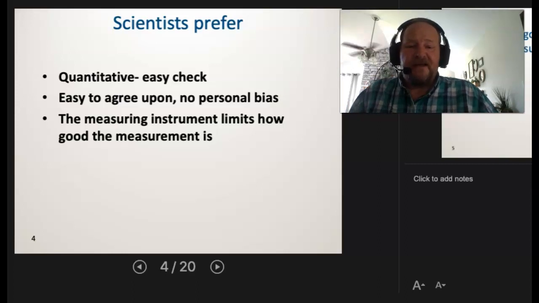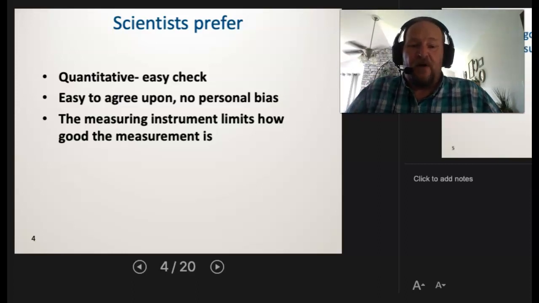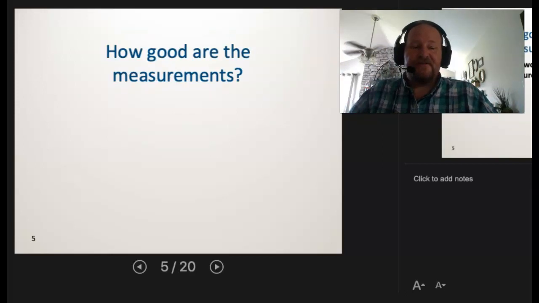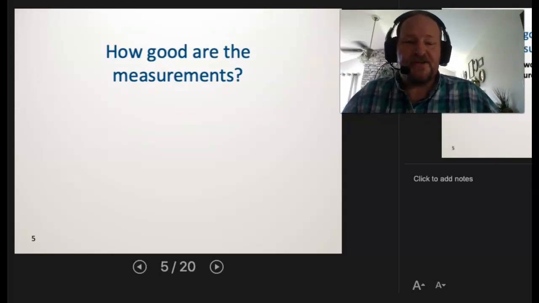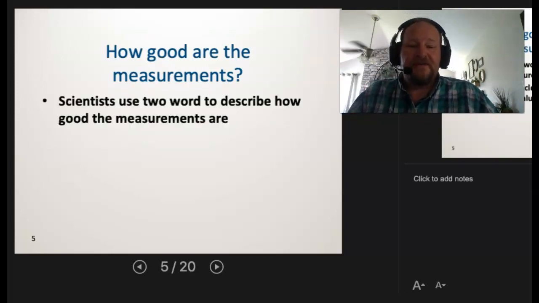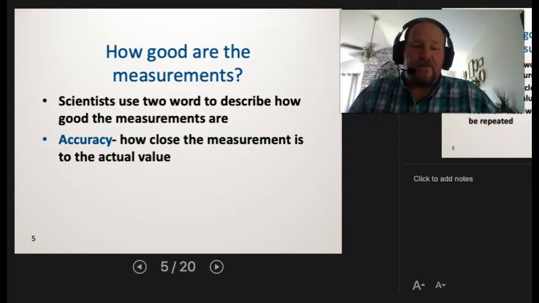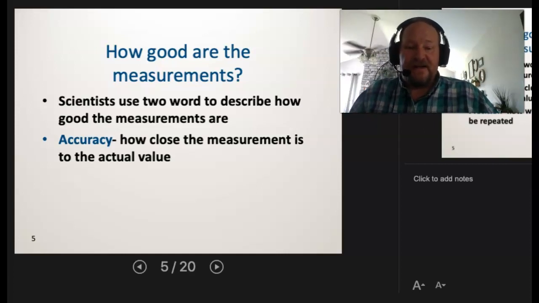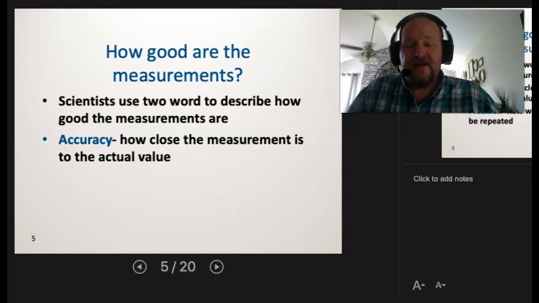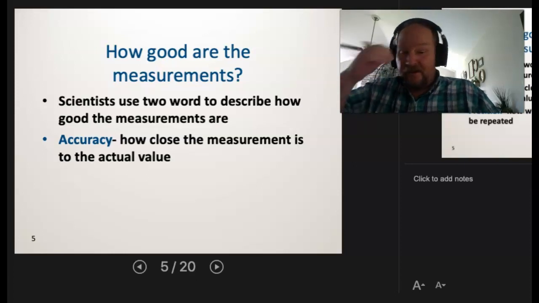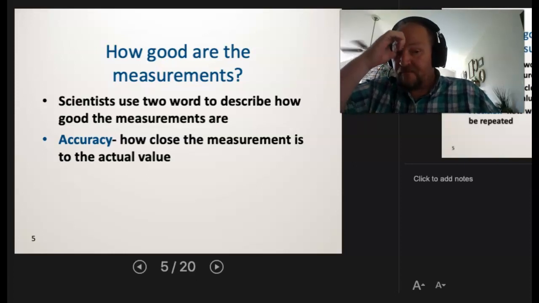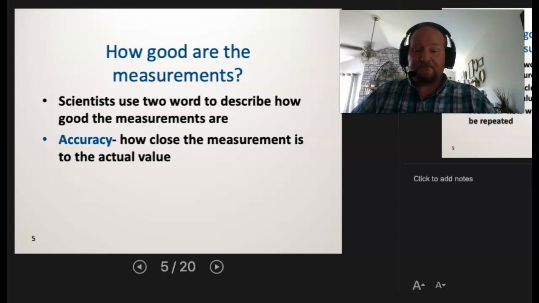So what does that mean when I ask how good a measurement is? Well, in science, we use two words to describe how good a measurement is. First, we look at accuracy. How close is it to the actual value? So our thermometer is telling us it's 100 degrees Fahrenheit. Is it truly 100 degrees Fahrenheit, or is our thermometer off? Is it really 99 degrees, but our thermometer is telling us that it's 100?